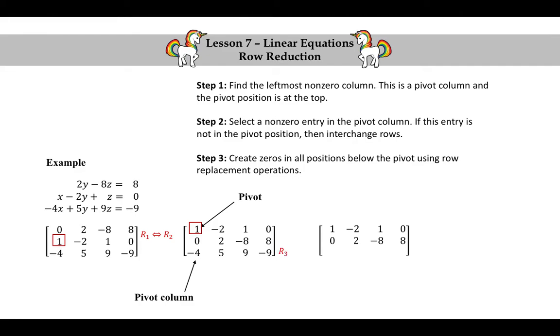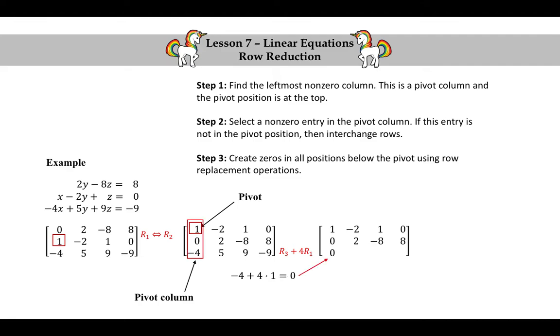So we're going to be changing row 3. Row 1 is the pivot row. We'll multiply row 1 by 4 so that the two numbers match up. We'll have a 4 in row 1 and a negative 4 in row 3. And if we add those numbers, we'll get 0. So our row replacement operation is row 3 plus 4 row 1.